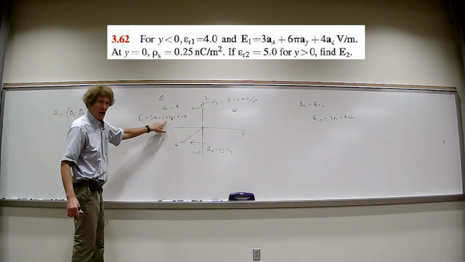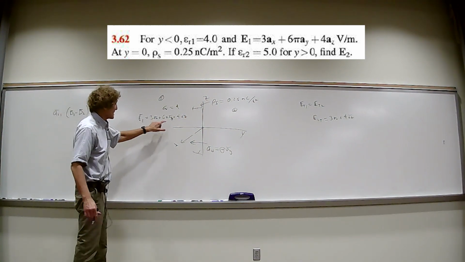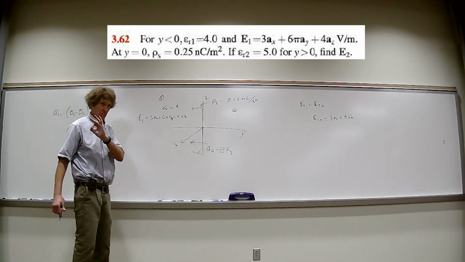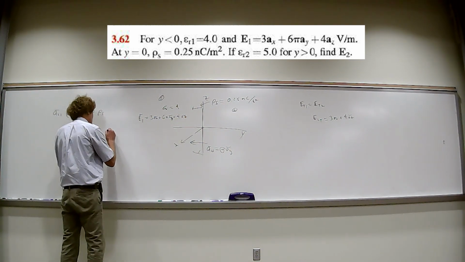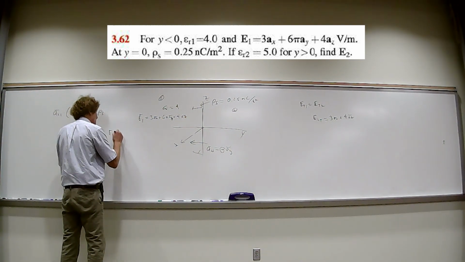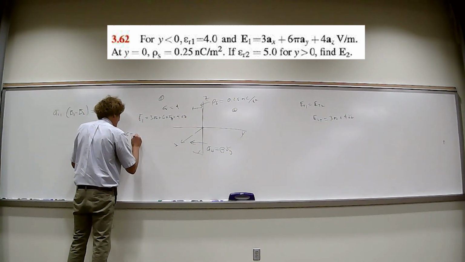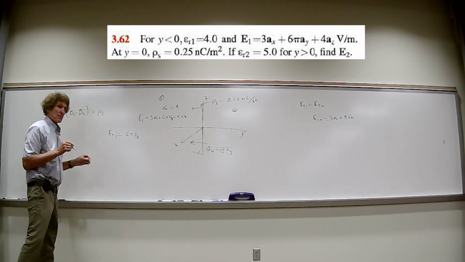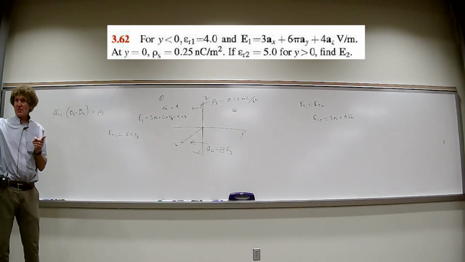I could write the full D field in E1, but I know the dot product here and here will be 0 when I dot it with minus AY. So when I take a look at E normal in region 1, that's equal to 6 pi times AY. Do y'all agree with that? That's normal, perpendicular to the boundary. Can you see it in the far back, guys?